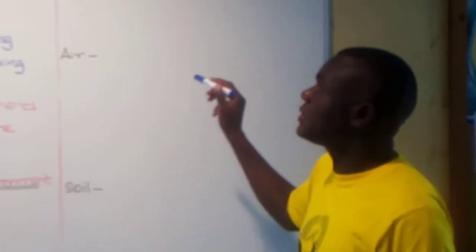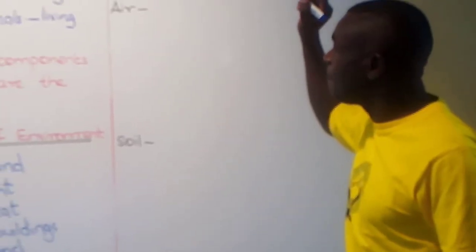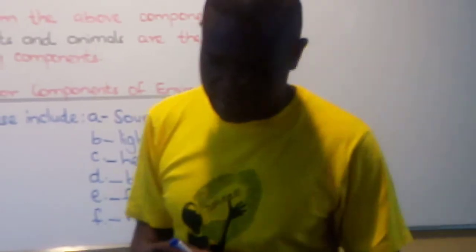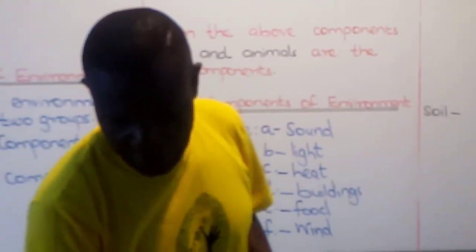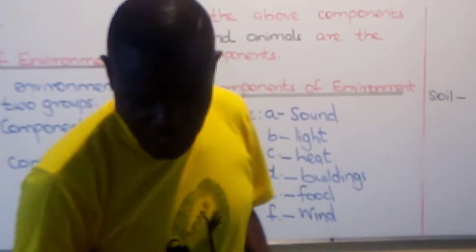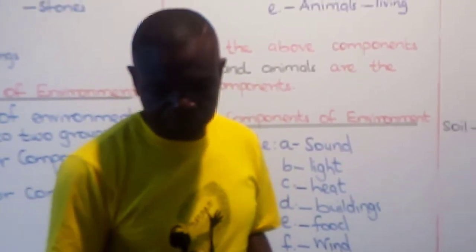Now let's discuss water. Water, air, soil, plants, and animals are the major components of the environment. And because they are major components, it is important that we discuss them. We want to discuss the major components of environment. So we begin with water.